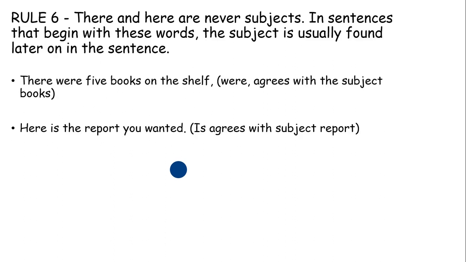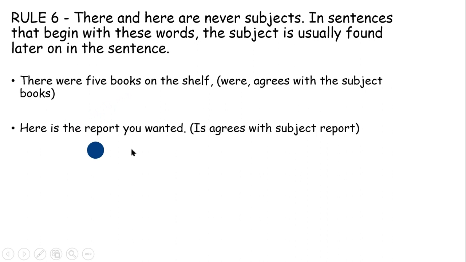Now let's go on to rule number 6. Rule number 6 says, there and here are never subjects. In sentences that begin with these words, the subject is usually found later in the sentence. So there and here are never considered to be subjects. Look at these sentences. There were 5 books on the shelf. Were agrees with the subject books, right? So were is the verb out here, and it agrees with the subject books.